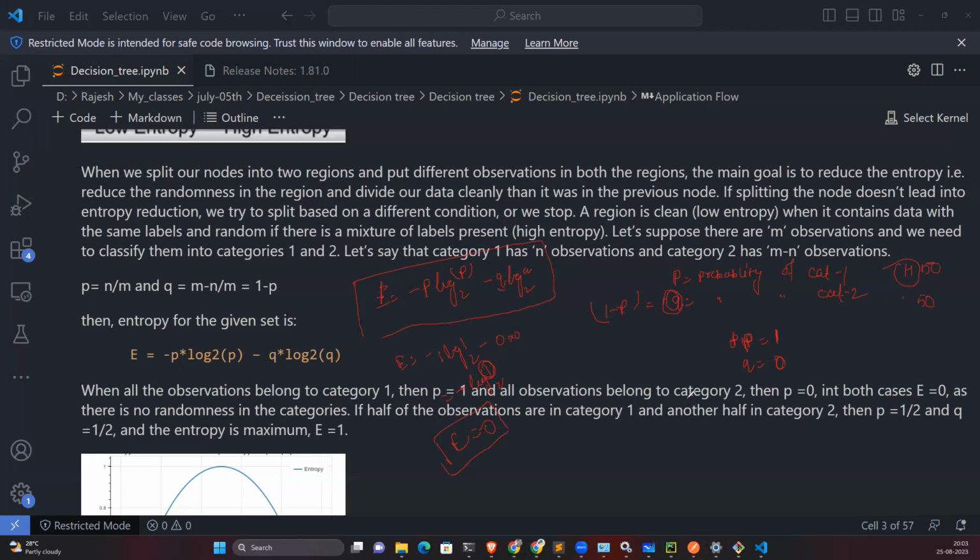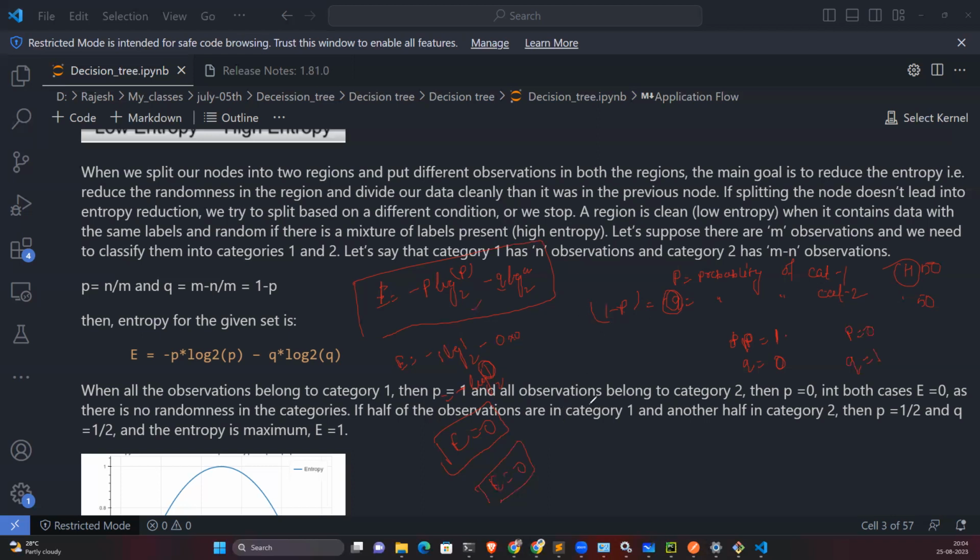Now similarly, I'm going to make it reverse. Probability of category 1 is equal to 0 and probability of category 2 is equal to 1. So in this case also the answer will be the same, entropy will be 0. Did you guys understand what I'm trying to say? Entropy in both the cases will be 0. This is the mathematical formula. So in both the cases, entropy will be minimum.